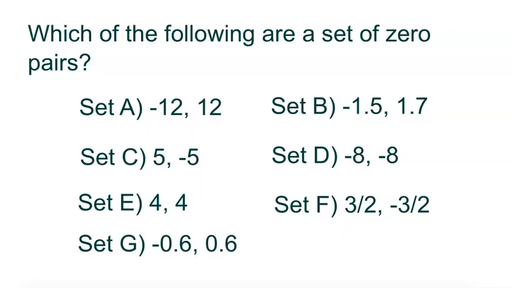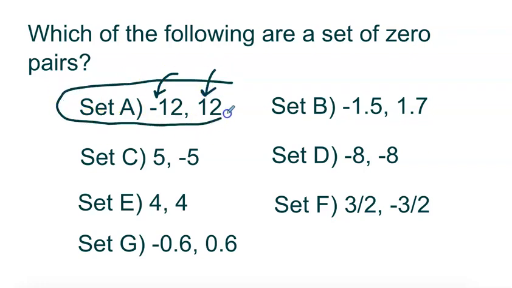This will help us to answer this next question. Which of the following are a set of zero pairs? So let's look at set A. Set A, we have a -12 and we have a +12. This is a zero pair because those are opposites. And -12 plus 12 will give us 0.